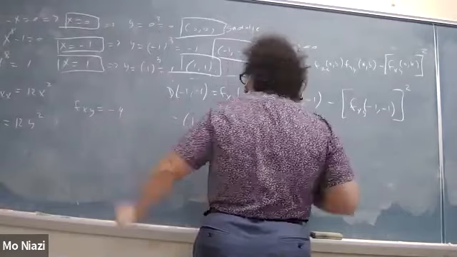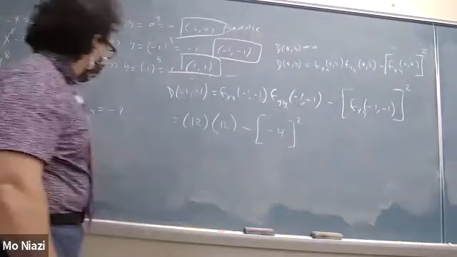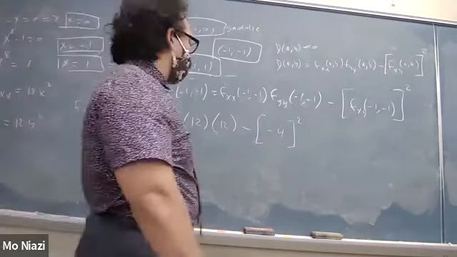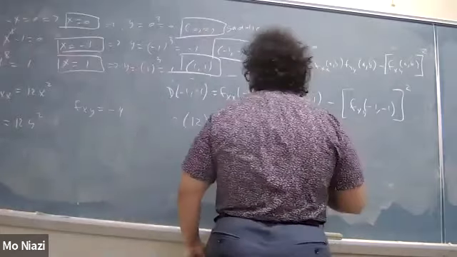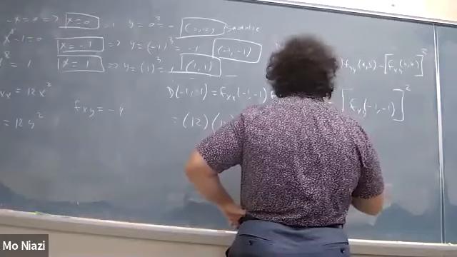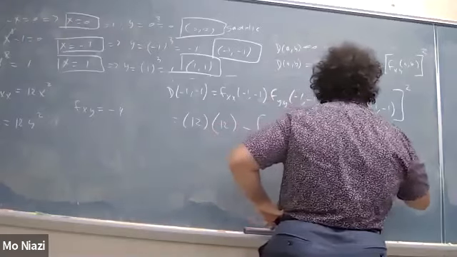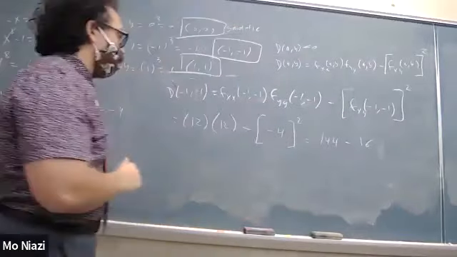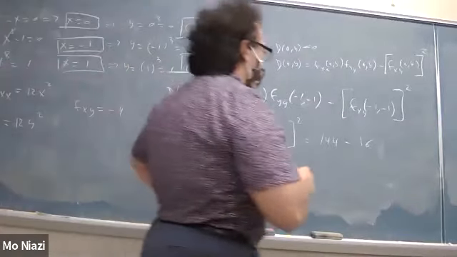This guy's not interesting. Say hi, f of x, y: what do you evaluate to at any point? Negative 4. What do you evaluate to at 1, 1? Negative 4. It's a very boring function. It's always evaluated to the same thing. So this becomes 144 minus 16, which is what, greater than 0?